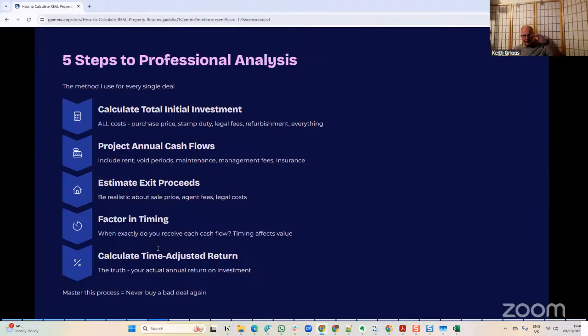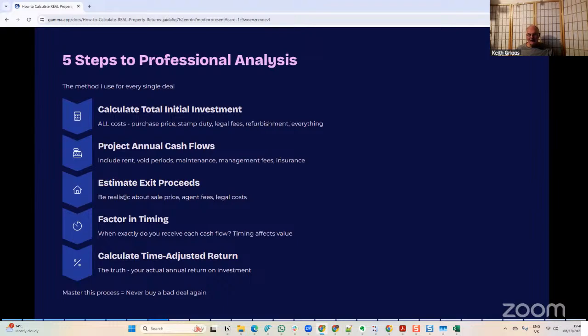Then after that, you look at your projected annual cash flows. Obviously, rent is the biggest one, but then of course you've got to take other things into account, like void periods, maintenance, management fees, insurance. What I normally do as a rule of thumb is whatever the rent is, if the rent is £1,000, I say 25% to cover voids, maintenance, management fees, just as a rule of thumb. But obviously it depends on the type of property.